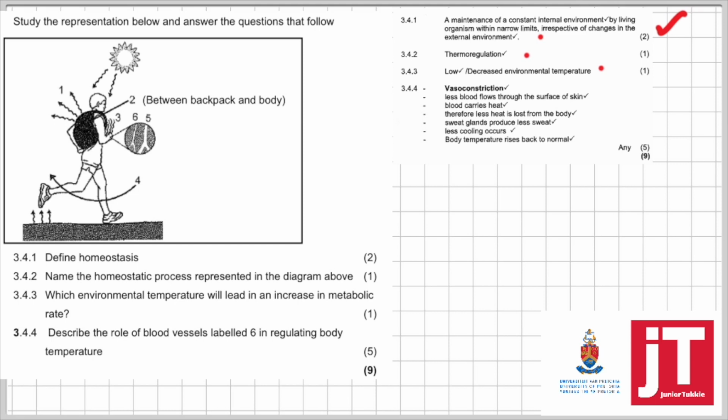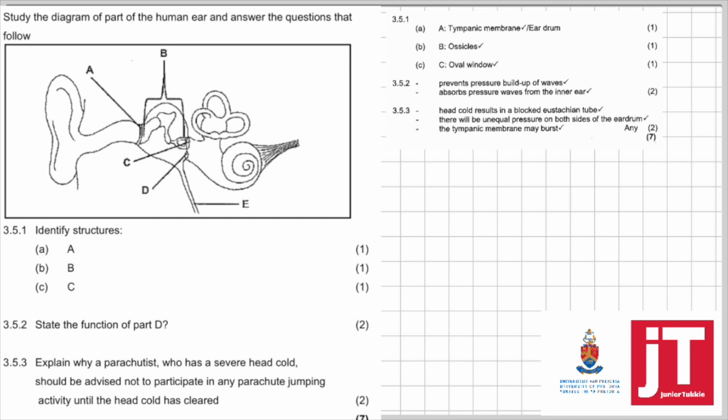And 344. Describe the role of blood vessels labeled 6 in regulating the body temperature. Now, they're talking about when it is cold. So what happens when it is cold? Of course, we know. And it's talking specifically of 6, right? In cold weather, vasoconstriction will take place. Less blood flows to the surface of the skin, right? Less blood carries heat. Less heat is lost in the body. The sweat glands will produce less sweat, less cooling of the body, and the body temperature will return back to normal.